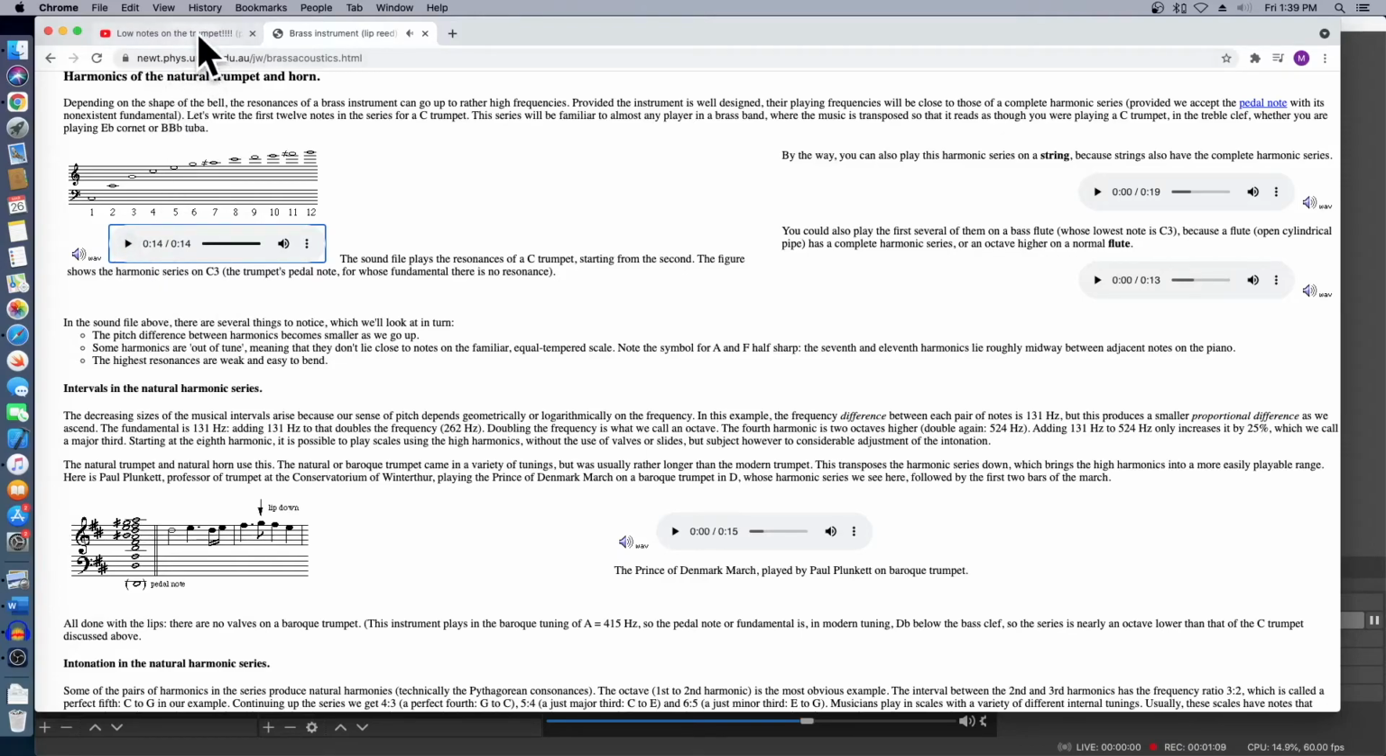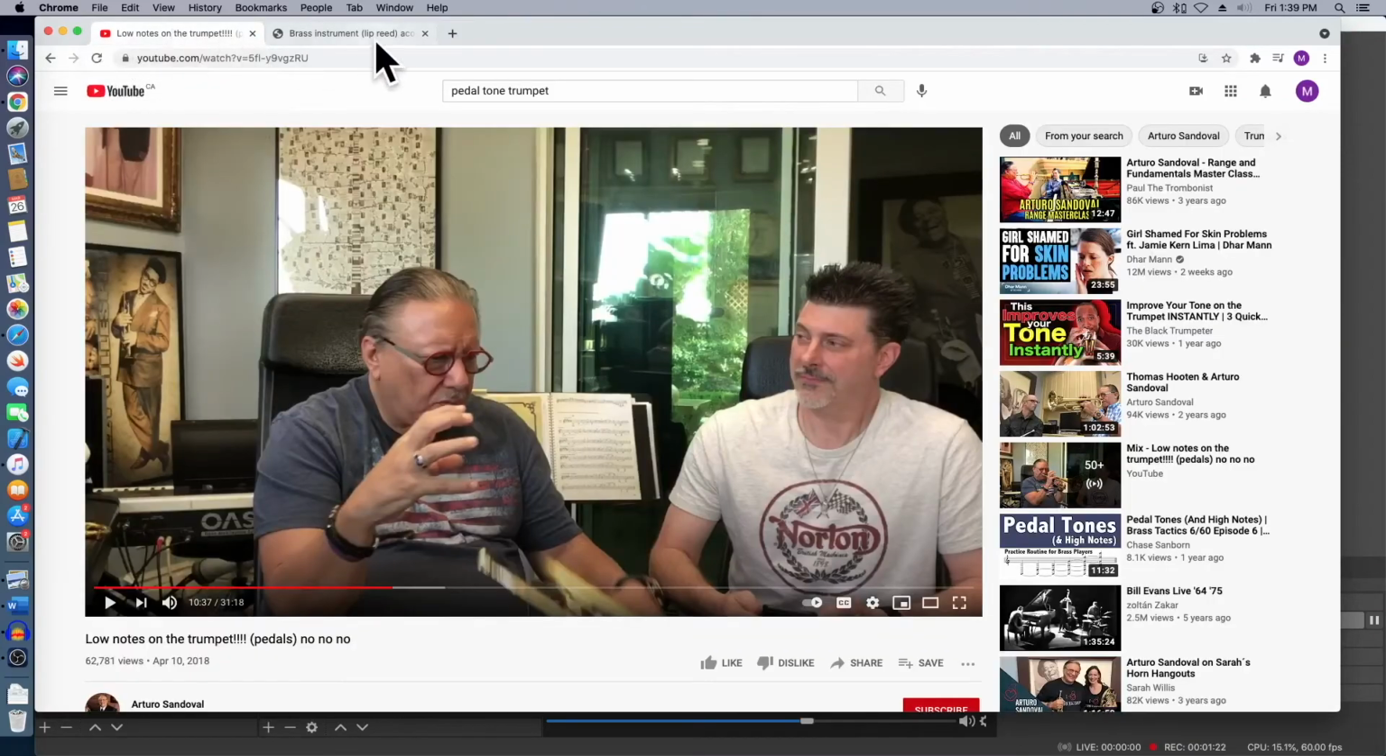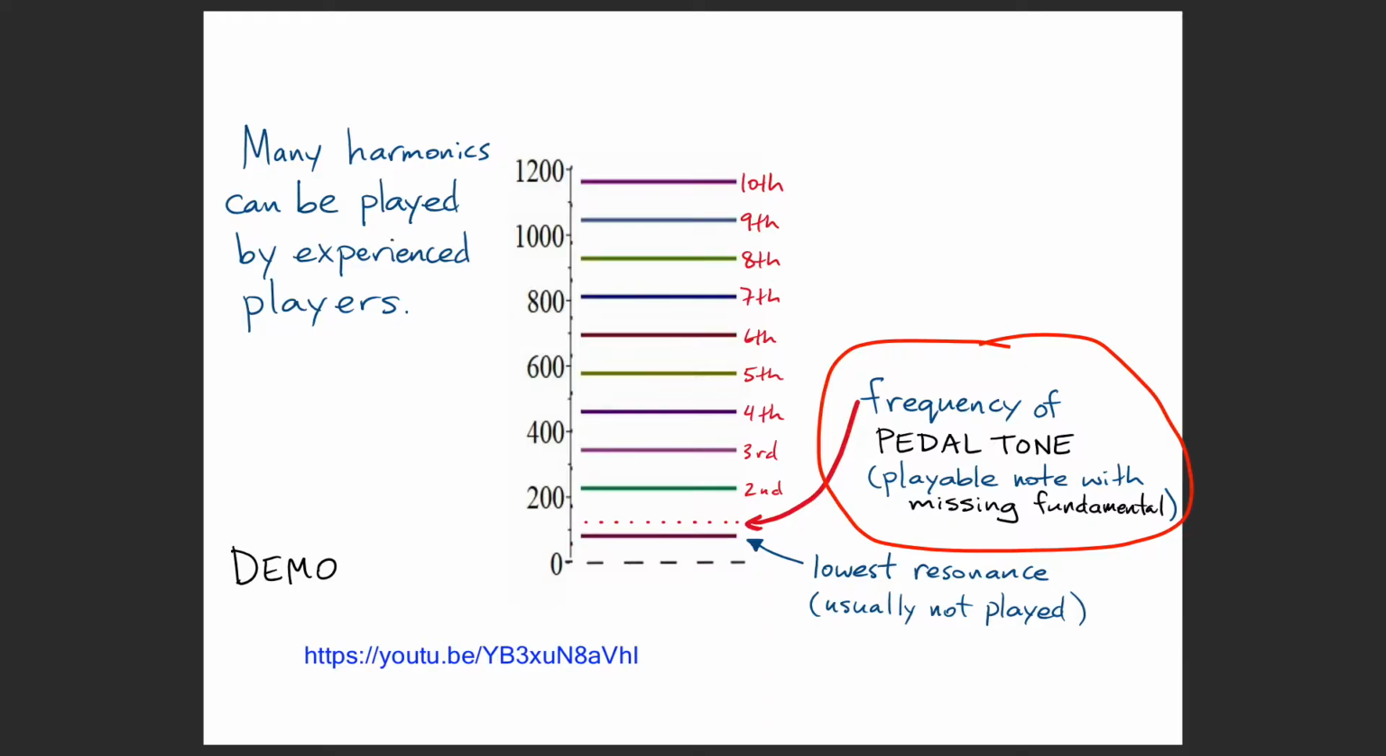So that was actually a C trumpet. Mine is a B flat trumpet, which is more standard. So that's why you were hearing a slightly different set of notes for the first three. So that corresponds to, as I said, the second, third, fourth, fifth, etc.